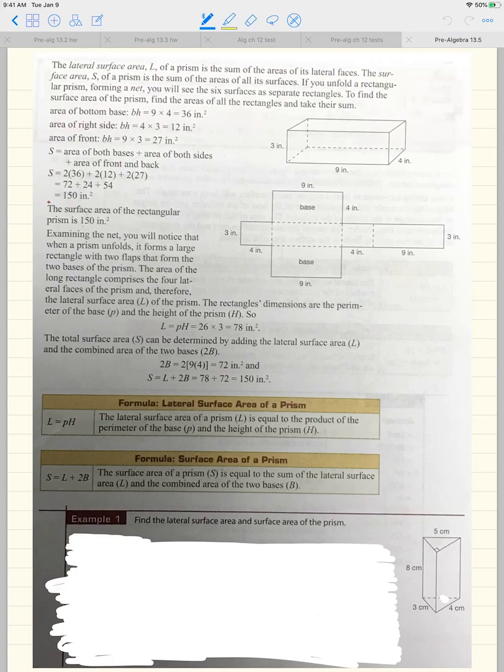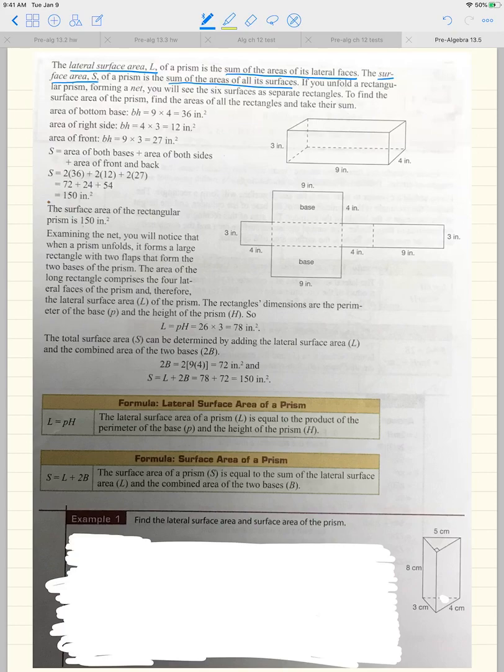The lateral surface area of a prism is the sum of the areas of its lateral faces. Okay, lateral surface area, capital L, sum of the area of its lateral faces. The surface area, capital S, of a prism is the sum of the areas of all of its surfaces.